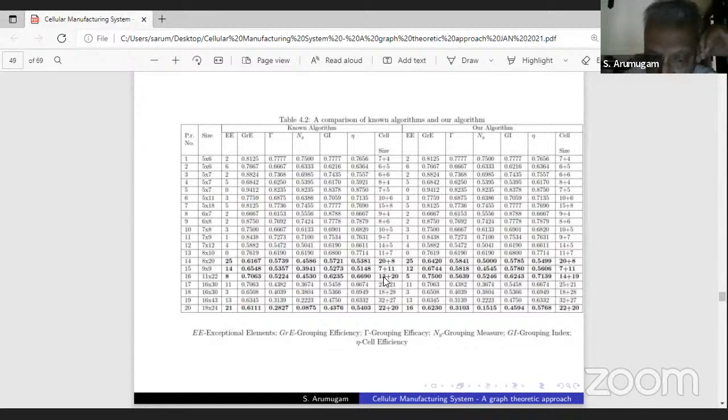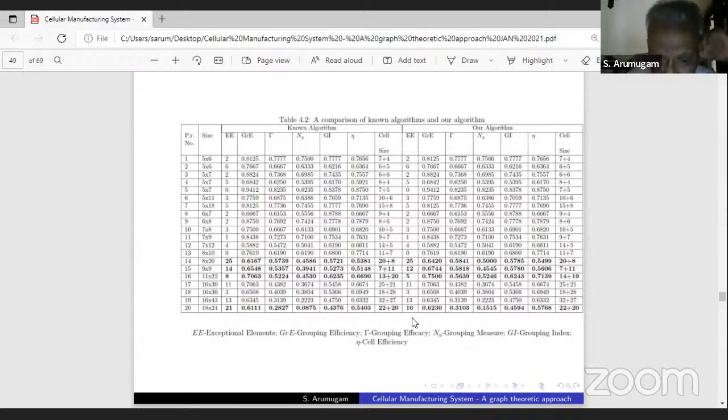In the original, the cell size is 13 plus 20, and exceptional edges are 8. For me, the cell size is 14 plus 19, a small adjustment, but exceptional edges come down from 8 to 5.